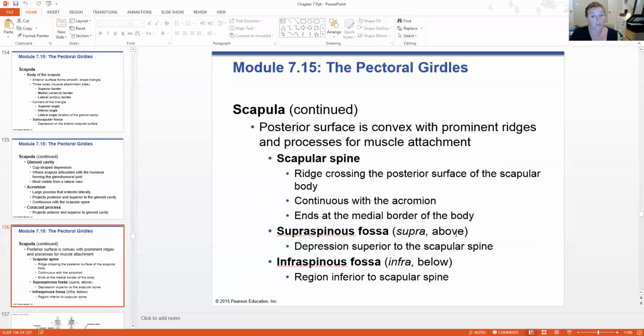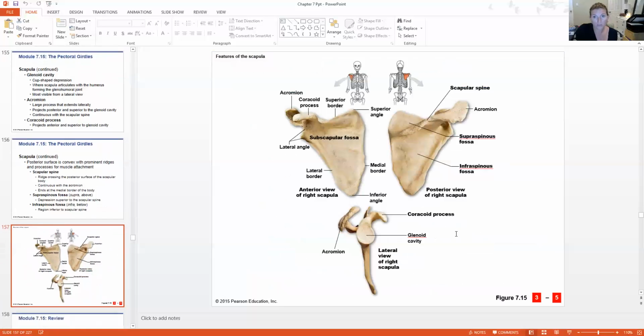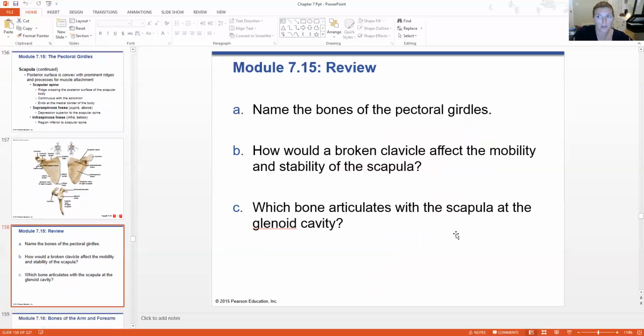There's also a scapular spine, a supraspinous, and infraspinous fossa. All of these we will be going over in lab. You can see them here in these pictures. You can pause the video, go back, and review the pectoral girdle.